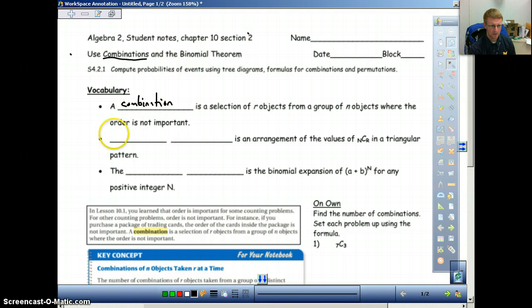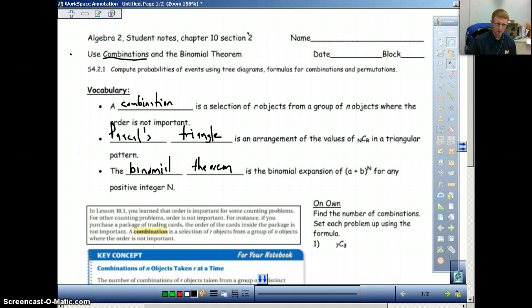Okay, the second thing is called Pascal's triangle. And again, we're not going to really do anything with this. It is kind of a neat thing, but due to time constraints, we're not really going to go into detail with this. It's an arrangement of the values nCr, that's the notation for combinations, in a triangular pattern. And then the last thing, the binomial theorem. Again, not something we're going to spend any time on due to time constraints. Binomial theorem is the binomial expansion of (a + b)^n for any positive integer n.